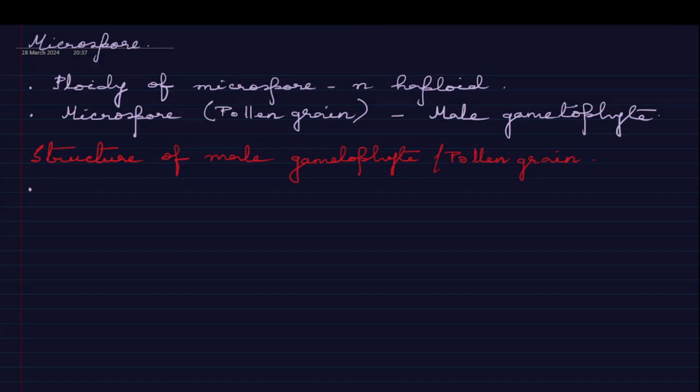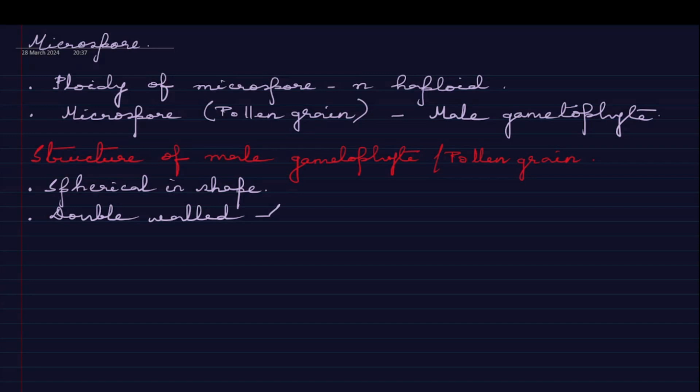First, it is spherical in shape. In the practical lab also you can visualize this under the microscope. Second point, it has a double wall structure, double walled. What are the two walls? One is exine, another is intine.